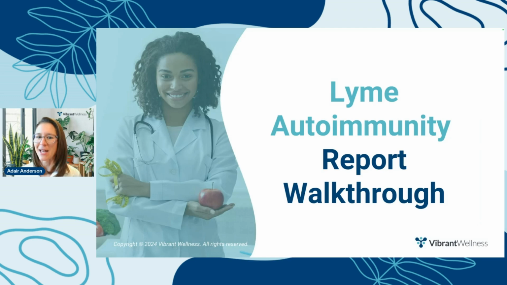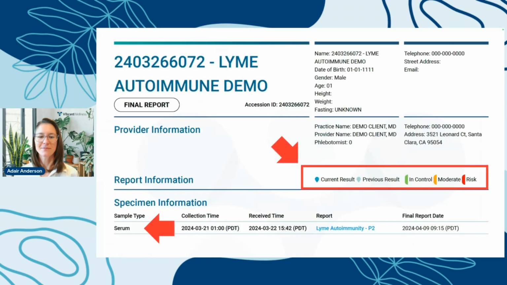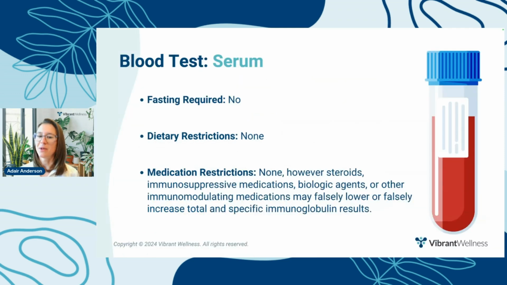In fact, let's do a sample report walkthrough now. The cover page identifies the sample type and includes the results interpretation key. Vibrant's Lyme Autoimmunity Panel is a blood test collected via venipuncture. Fasting is not required, and there are no dietary or medication restrictions. However, as with all antibody testing, patients taking steroids, immunosuppressive medications, biologic agents, or other immunomodulating medications may have falsely lower or falsely increased total or specific immunoglobulin results. And more on this when we get to the complementary tests.